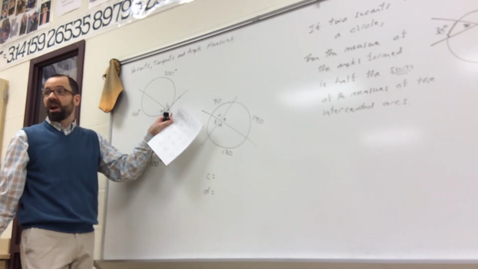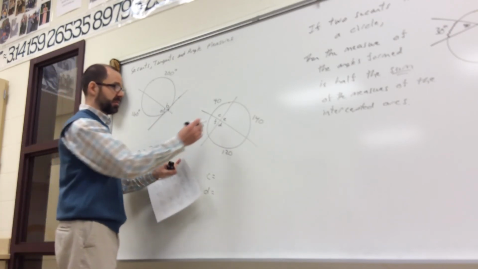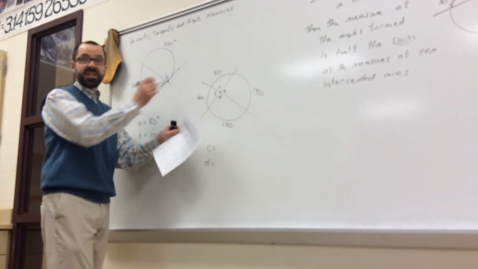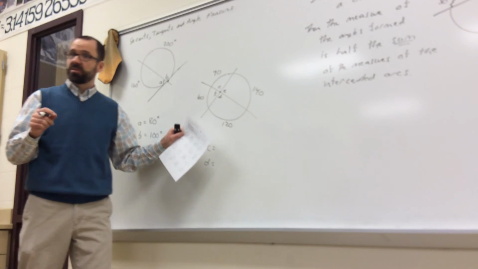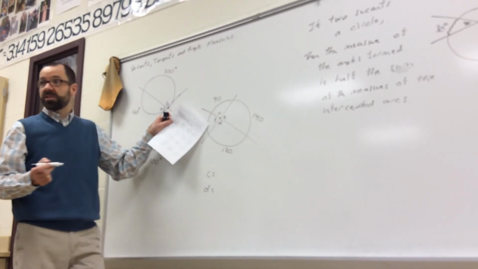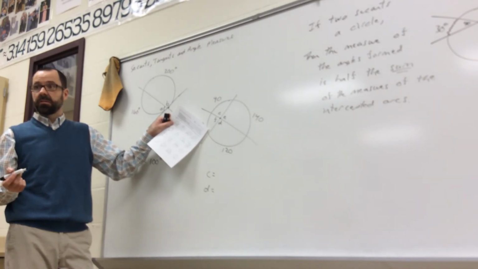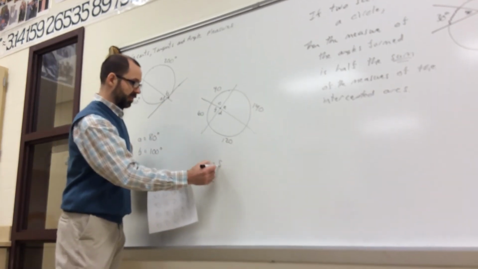Should I add them or subtract them? Add them, because the intersection point is inside the circle. When the intersection point's inside the circle, that's when you add. So we're going to do 40 plus 120, that's 160. And then divide by 2, that's 80. So C and D are both 80.